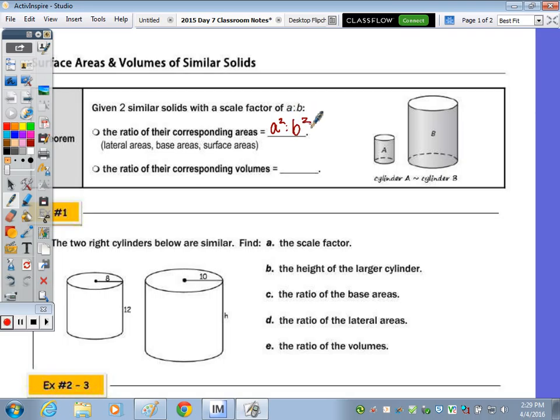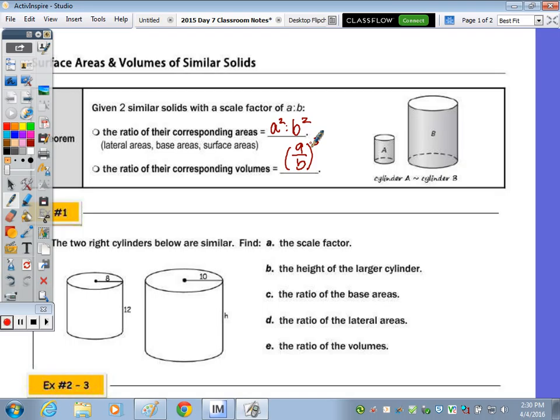And remember, for area, the units are given in terms of square units. And then the ratio of the corresponding volumes is going to be cubed. I'll write it a little bit differently. You can write it with a colon, or you can write it as a fraction, any ratio, or even with the word "to."